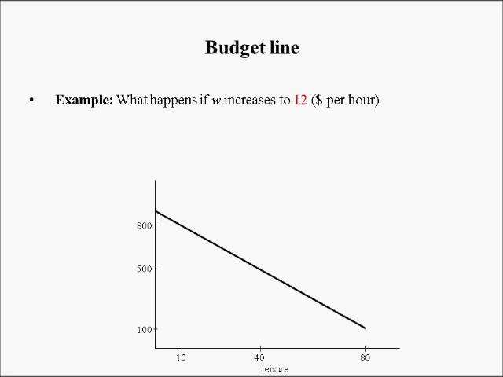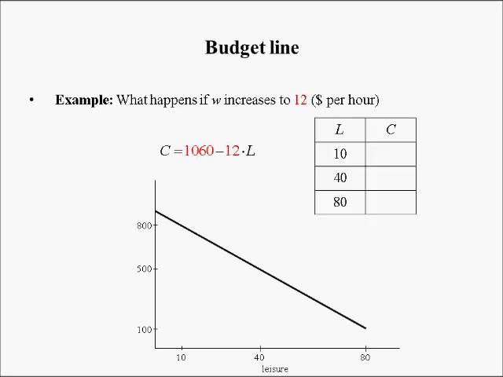Let's scratch that last increase. Suppose instead the wage increases to $12 per hour. So holding everything else constant, T at 80, allowance at its original value of 100, what happens to the budget line? Well, let's ask the question, what happened to W times T? 12 times 80 is 960. The allowance is still 100, and the wage is 12. So both the slope and the intercept rise in this case.